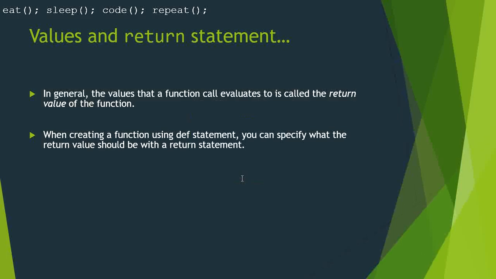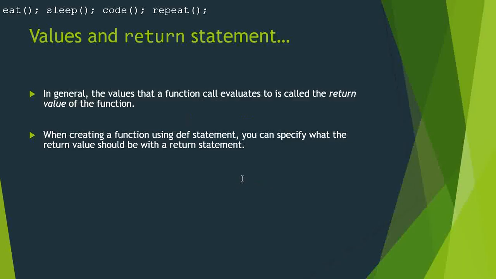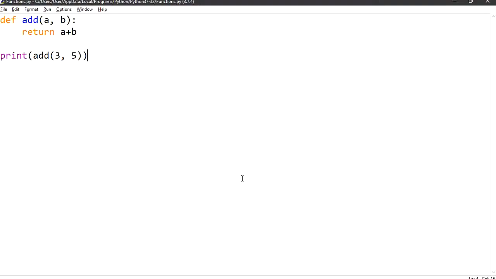It is returning some value that the function evaluates. So when we create a function using the def statement, you can specify what the return value should be with the return statement. In the previous program of summing two numbers, our return type is integer. A return statement consists of two things, a keyword and a value or an expression that the function should return. Over here, for this return statement, we need a return keyword, and then some expression that we want to return.